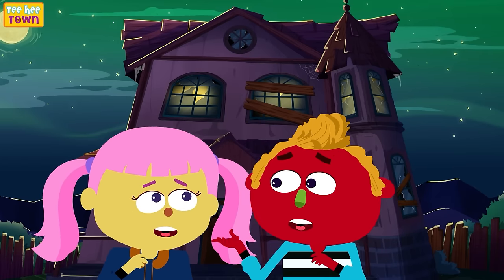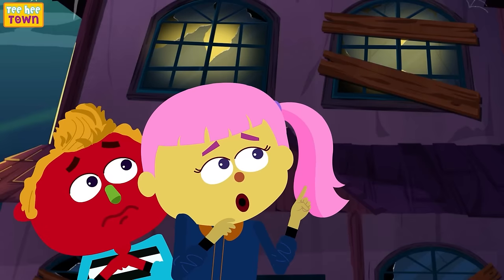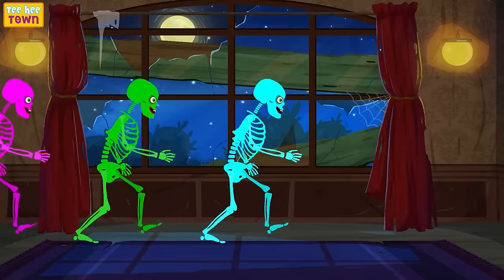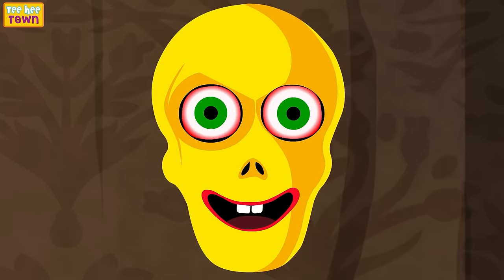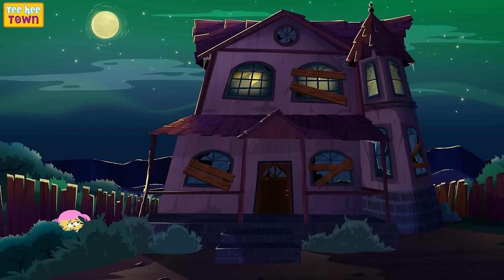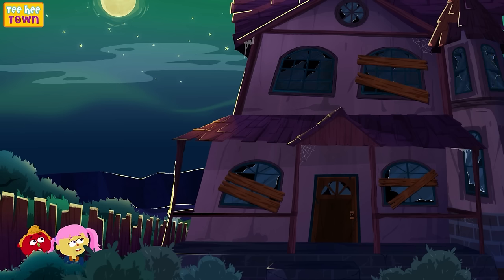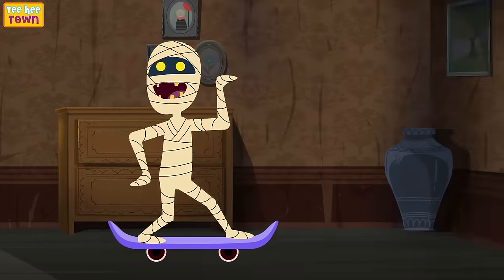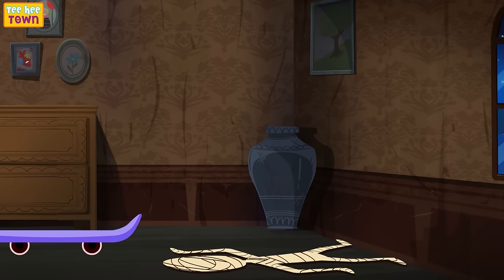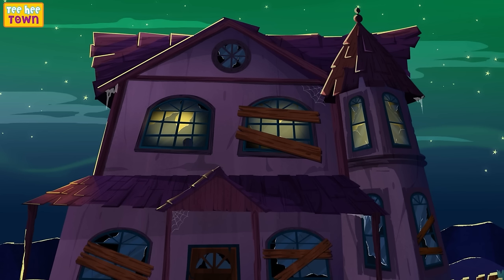Hear that? What? A shadow. What's that? Where? Look at the window. Who's at the window? Look, Len. Who's at the window? Huh? A skeleton. He's dancing. A mummy. He's prancing. It doesn't matter who's there, they're gone from the window. Huh? Shh. So tell me, who's at the window?